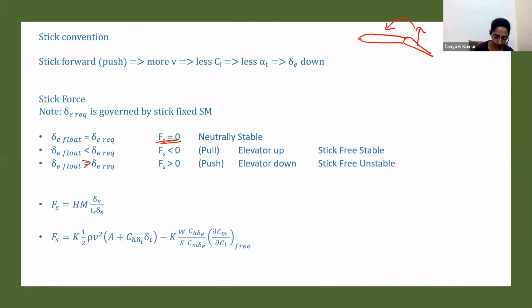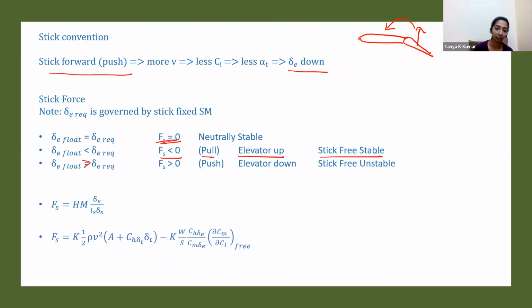So next condition is when your delta E float is less than the delta E required. So the angle at which your elevator is floating freely is less than the angle required for achieving a particular CL trim. So then the elevator has to be pushed up. How do you push the elevator up? You pull your stick. We have seen here that if you push the stick, your elevator goes down. So if you pull your stick, elevator goes up. So the pilot has to apply a negative stick force. He has to pull the stick. Okay. This condition is called stick free stable.